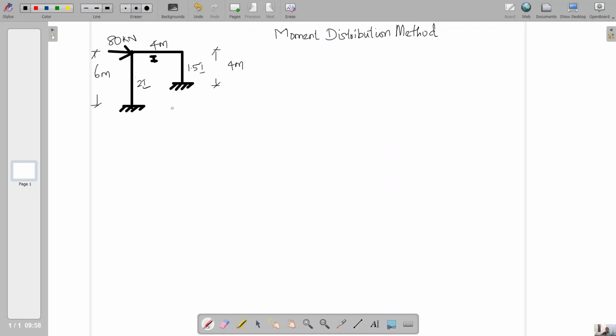So let us take another example in the moment distribution method, including the sway condition. Generally, we already know about the different sway conditions, that is, due to the exertion of horizontal load or different column height or different material property, different support conditions will lead to the sway condition. So in this problem, a horizontal load is applied at the joint B.